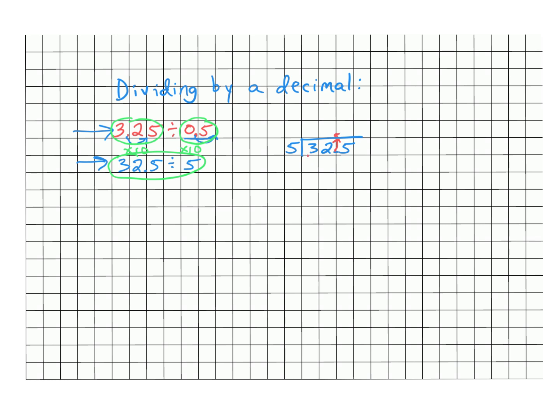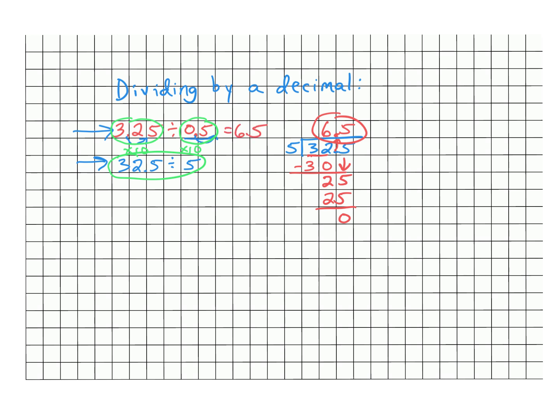How many sets of 5 are there in 3? I can't do that. How many sets of 5 are there in 32? There's 6. 5 times 6 is 30. I'm going to subtract. I'm going to get a 2. I'm going to bring down my 5. How many sets of 5 are there in 25? Well, there are 5. 6 times 5 gives me 25. I get a remainder of 0. There's no reason to add any other zeros in my dividend. So the final answer to this problem is just 6.5.